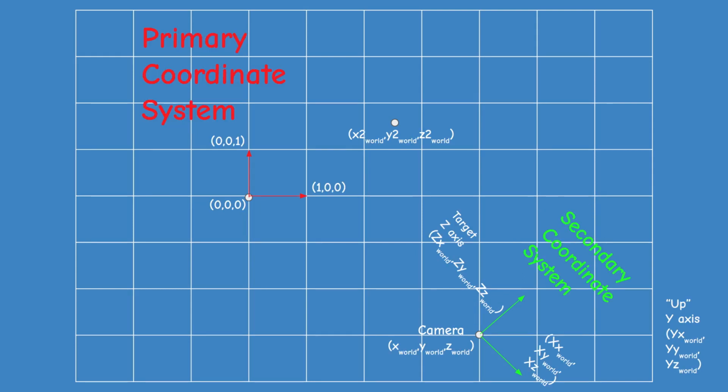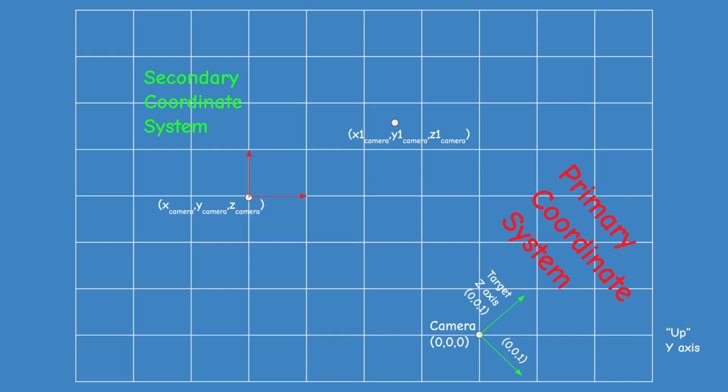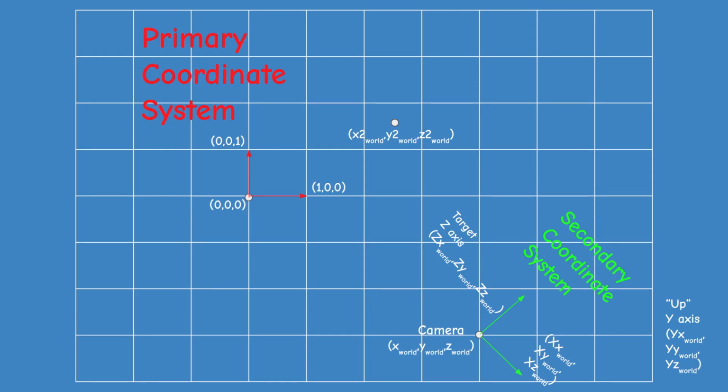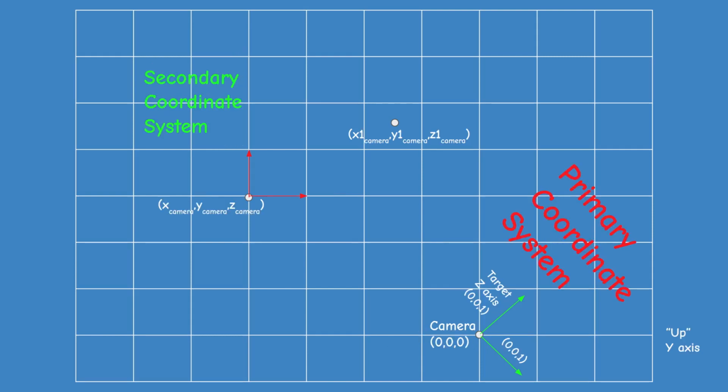Notice that neither the vertices nor the camera have moved an inch. Everything has two position coordinates in relation to the two frames of reference. The important thing is that when the camera system becomes the primary system, it is guaranteed that the camera is always located at the origin and the target vector is aligned with the z-axis of this system.